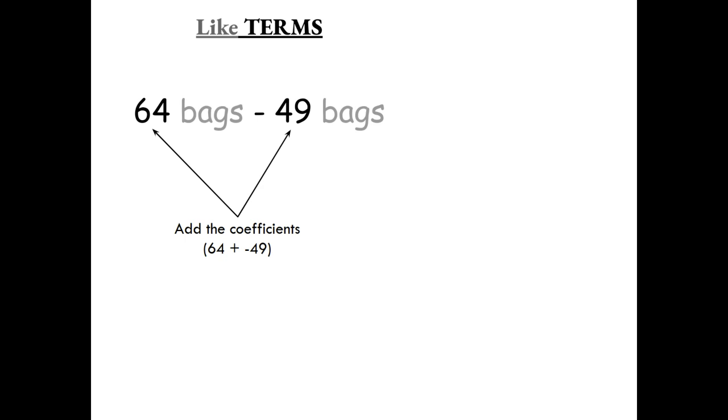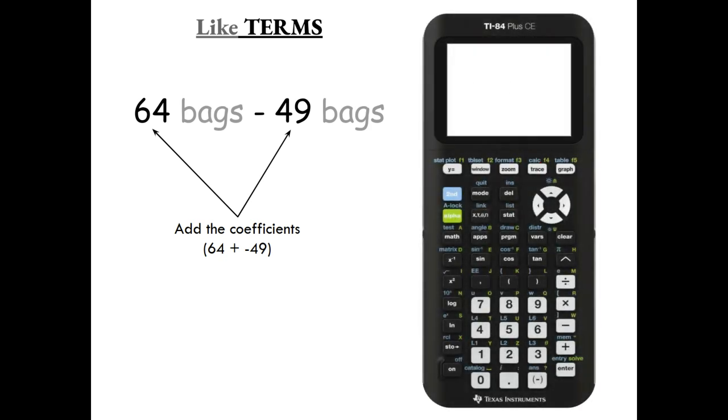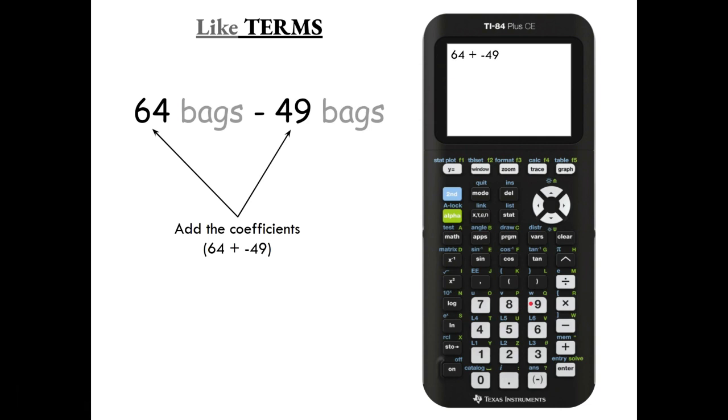This is not 64 plus minus 49. If this sign is in front of a single number, then it's negative. Now, when we isolate it, the coefficient is the dash 49. That means the coefficient is negative 49. So 64 plus a negative 49. You can use the calculator. So you go to the calculator, you do 64 plus right here, negative 49, and you press enter, and you get 15.